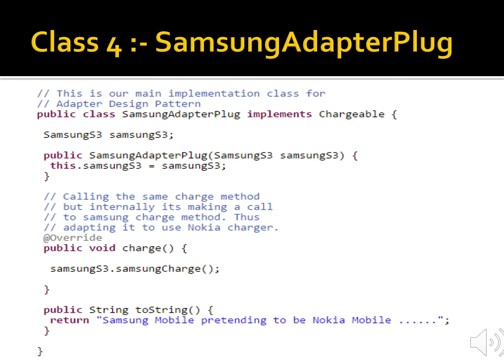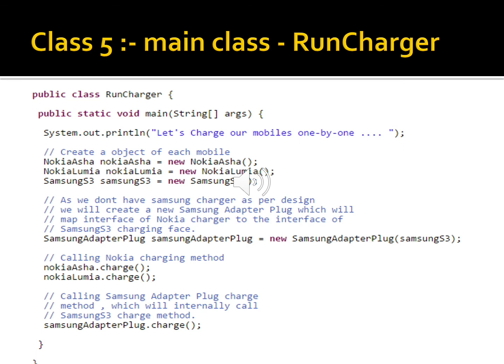The third method is simple. Any other method, such as toString, shows that your adapter class is a normal class. You can write other methods, or define other functionalities here as per the requirements of your application. Now this is the RunChargeable class, which is the client class.